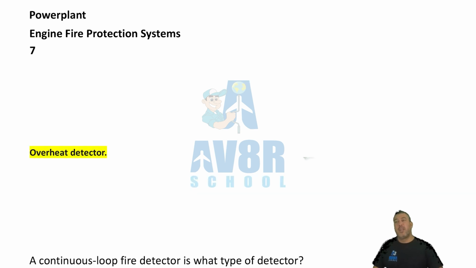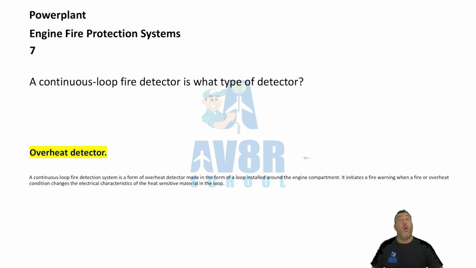Number 7, overheat detector. A continuous loop fire detector is what type of detector? A continuous loop detector is an overheat detector.